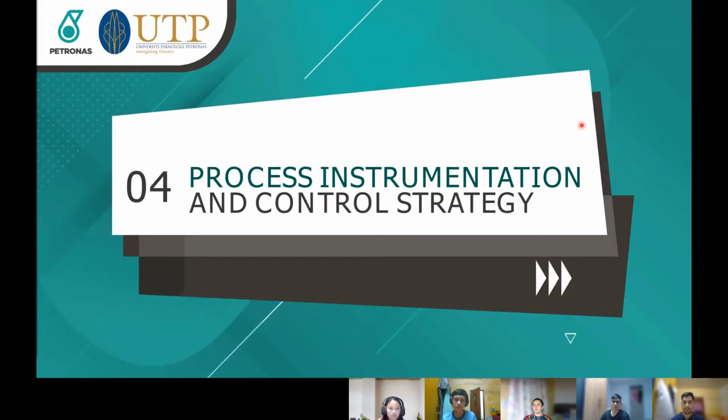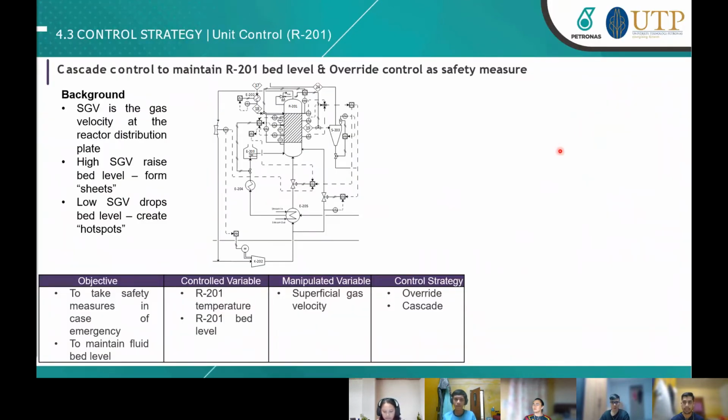Next, allow me to present the design of the control strategy for the plant. Each unit in the plant is sufficiently equipped with the necessary control systems to ensure a safe and healthy operation of each unit while maintaining the overall plant throughput. For example, the cascade and override control scheme can be demonstrated in the reactor R201 to maintain the reactor bed level and as a safety precaution, respectively.